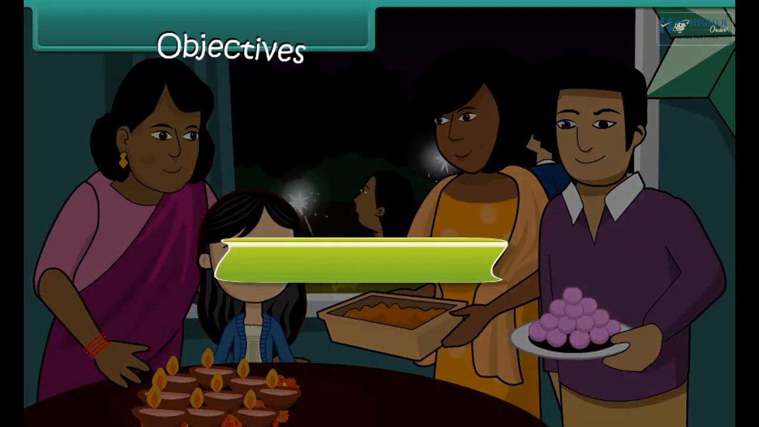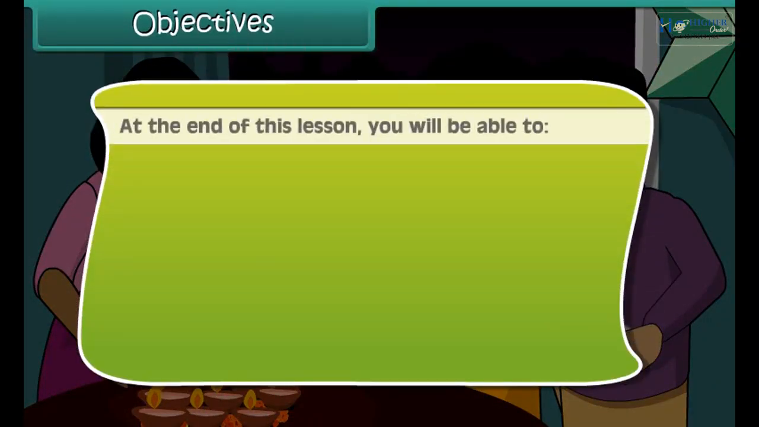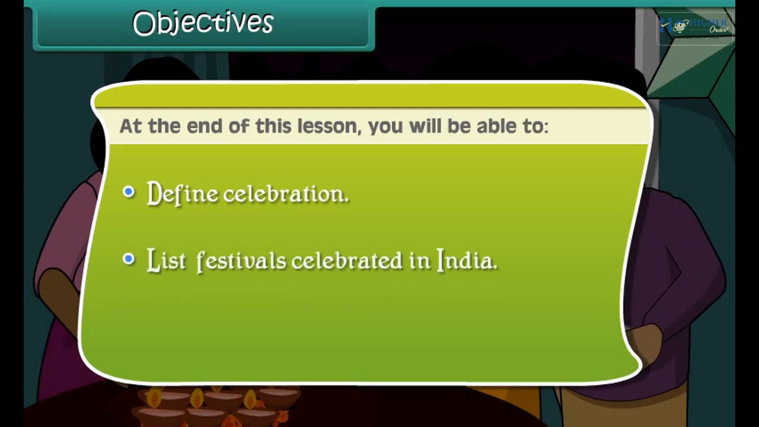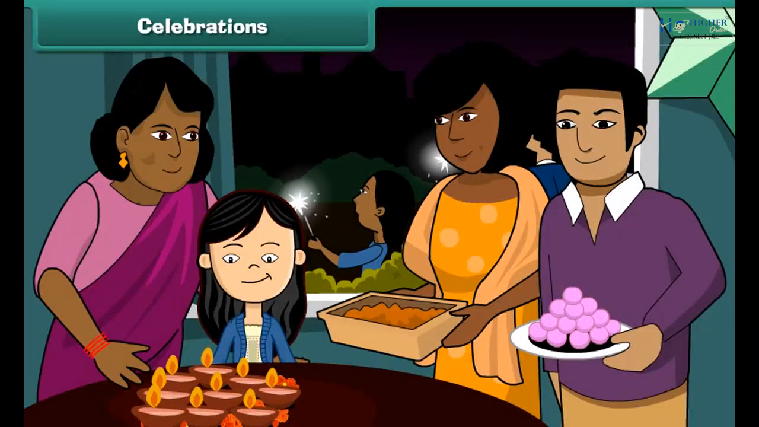Objectives. At the end of this lesson, you will be able to define celebration and list festivals celebrated in India.